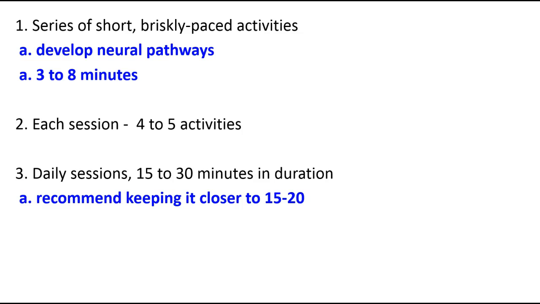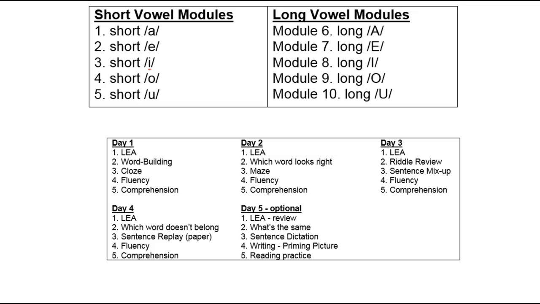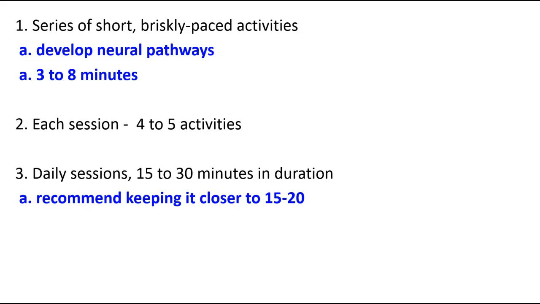It's a series of short, briskly paced activities. We're not teaching, we're developing the neural pathways to enable them to create meaning with print. I would say each of these activities, and you design your own, this is just an example, is 3 to 8 minutes in duration. Each session contains anywhere from 4 to 5, that can go up 1 or down 1. Daily sessions are 15 to 30. I recommend keeping it closer to 15 and 20.